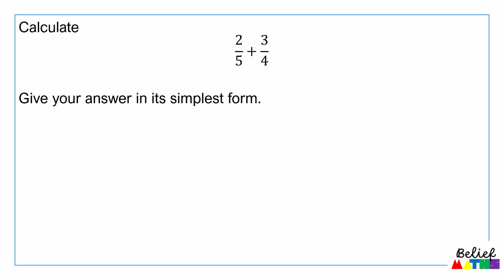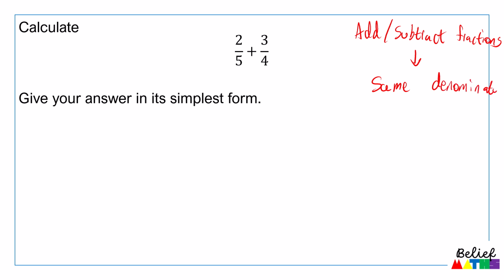Now the next question is asking us to add two fractions. When we add or subtract fractions, we must have the same denominator. In this case, the easiest thing to find is the lowest common multiple. The lowest common multiple of 5 and 4 is 20. So we want both of these fractions to be over 20.